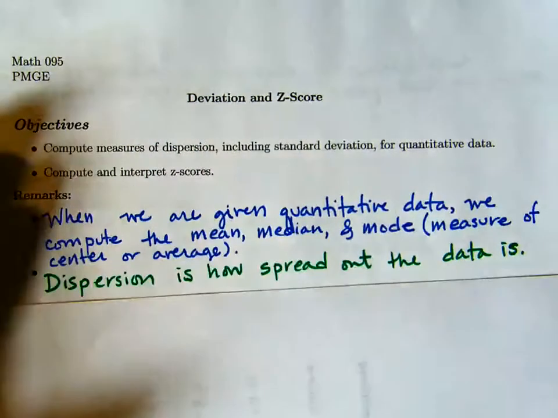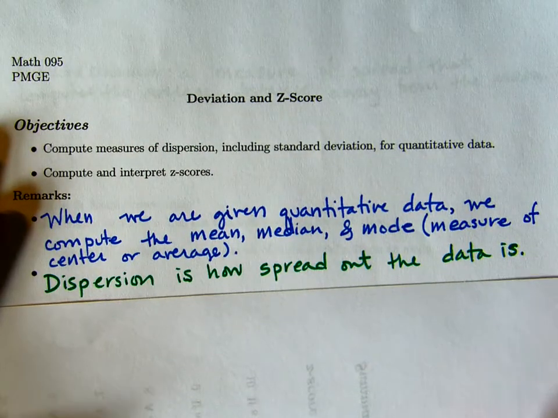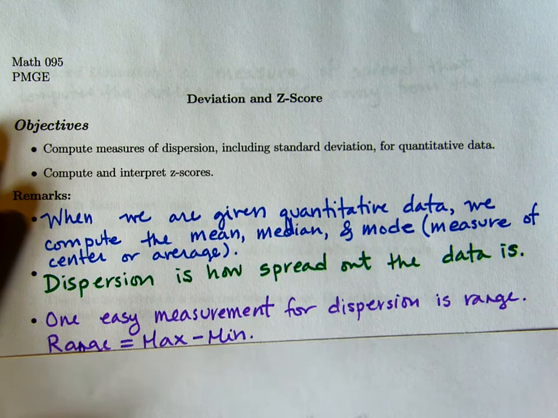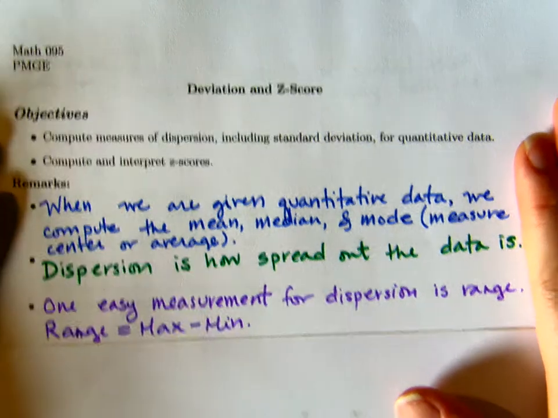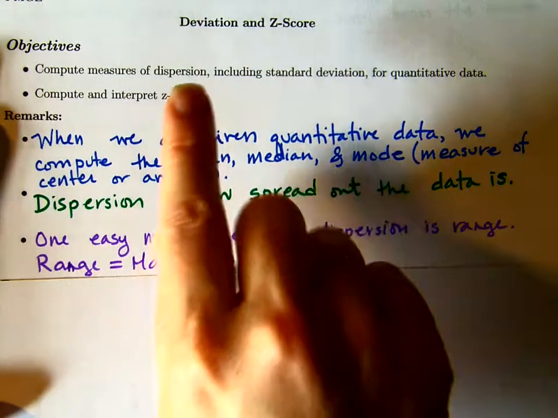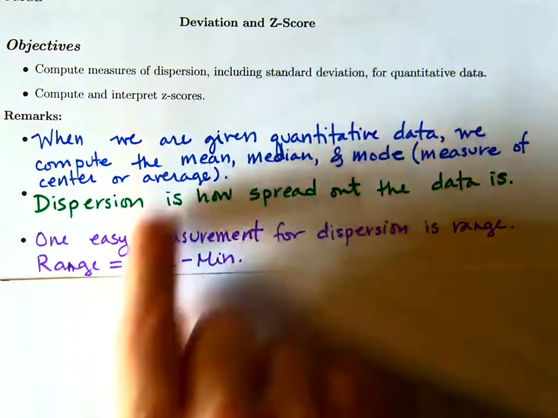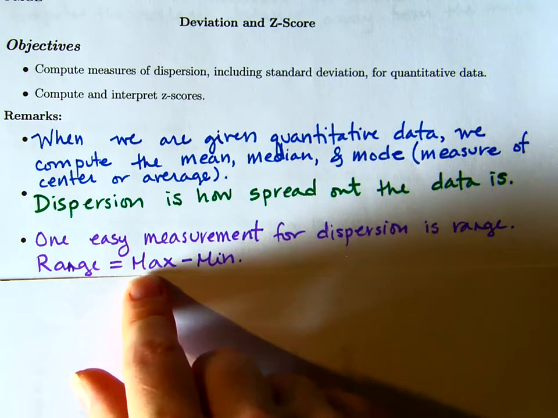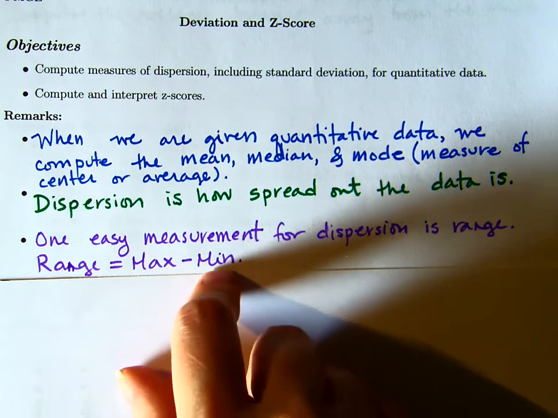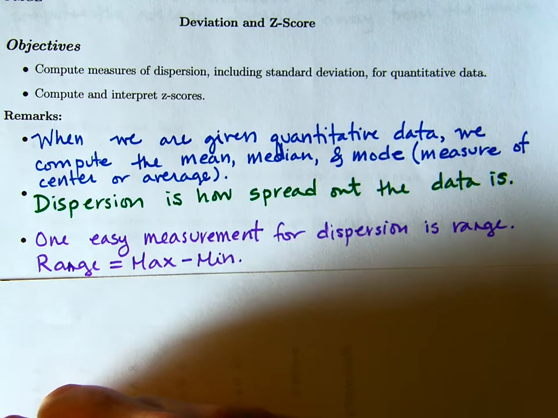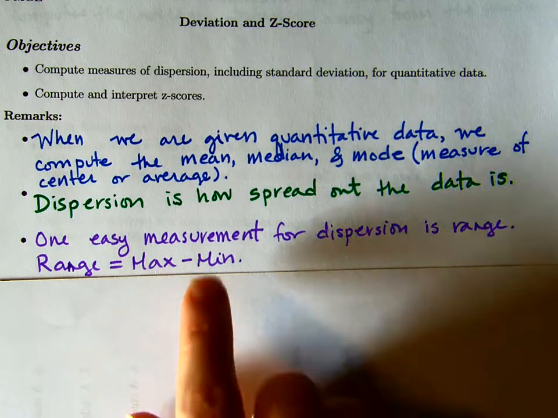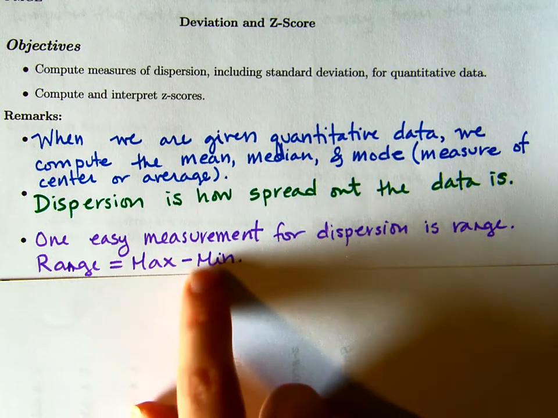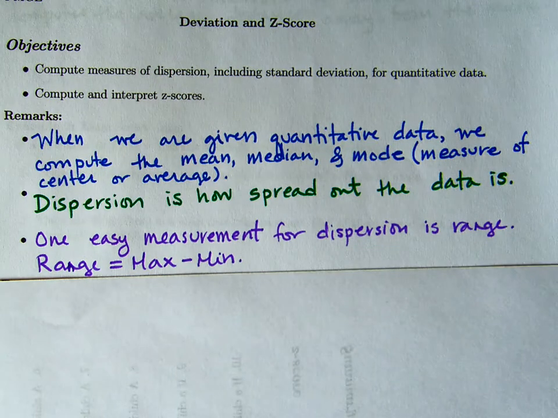And how spread out is our data? Okay, and then one very quick and easy measurement for dispersion is range. So if we want to see how spread out the data is, the quickest thing to do is take the biggest minus the smallest and find the difference. How much is it between the lowest to the highest? That is one easy measurement for the dispersion. And it's called the range.